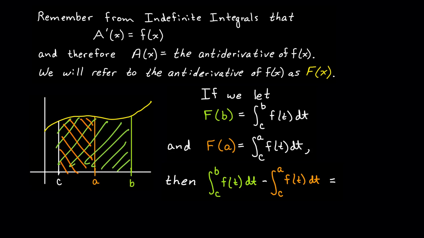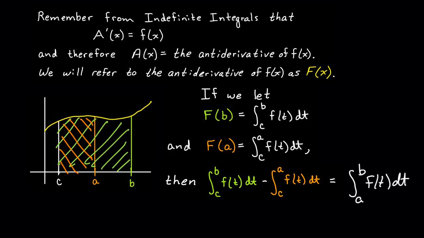All right. So that means that if we take the integral from c to b, which is our green area, and subtract the integral from c to a, which is the orange area, that would give us the integral from a to b. That would be this region right in here. So the green area minus the orange area is going to give us this region right here. And that area, that region, will be the integral from a to b of f of t dt.